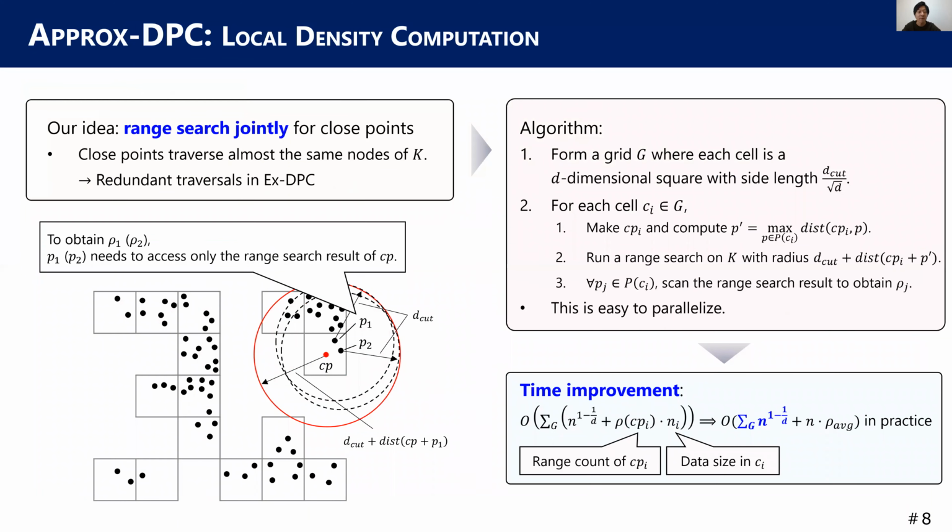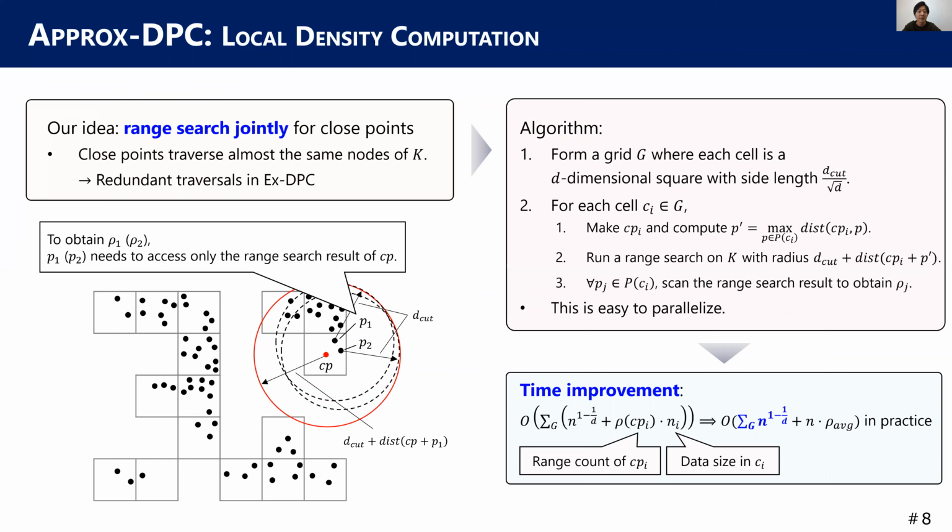Next, our first approximation algorithm, Approx-DPC. This algorithm computes the local density of each point exactly, but in an optimized way. The idea is to run range search jointly for close points. It is easy to imagine that Ex-DPC traverses almost the same nodes of the KD tree for close points, and it is redundant.